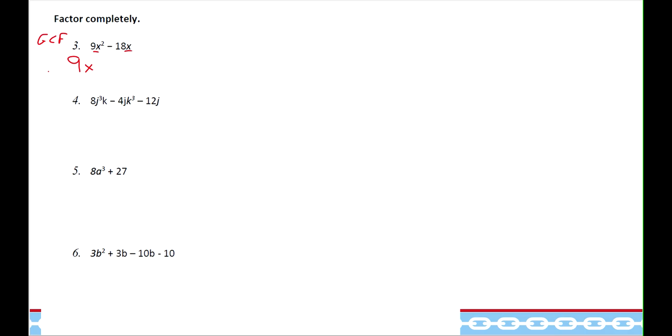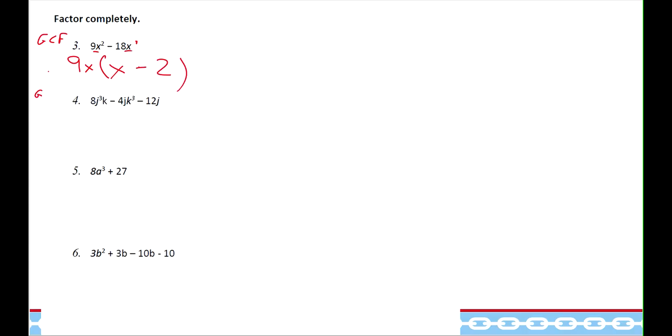So we have x squared and x to the first, so I'm going to divide out an x to the first. That leaves me with 9 divided by 9 is 1. X squared divided by x is just x. And then negative 18x divided by 9x would be a negative 2. And then that is your factored form for number 3.